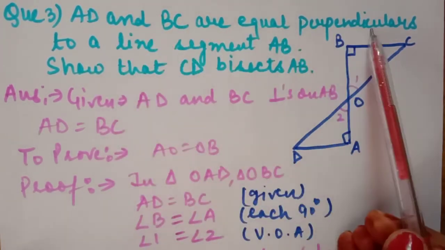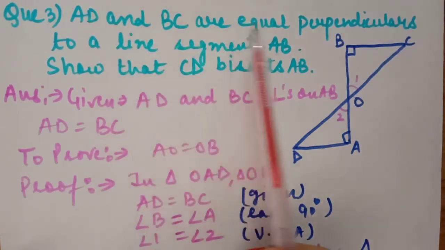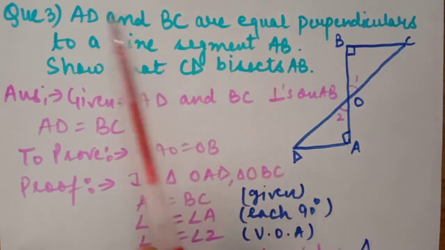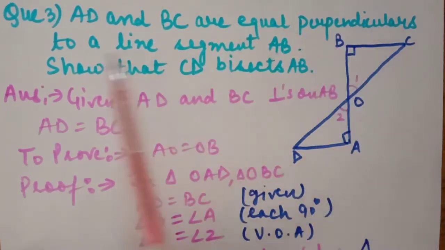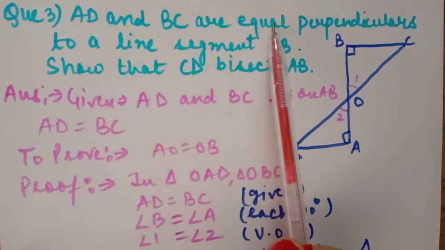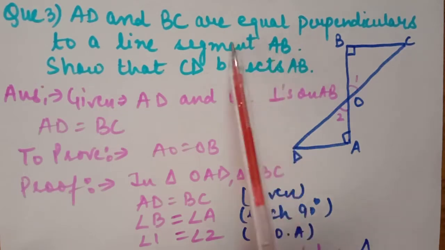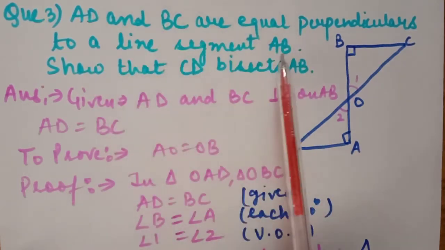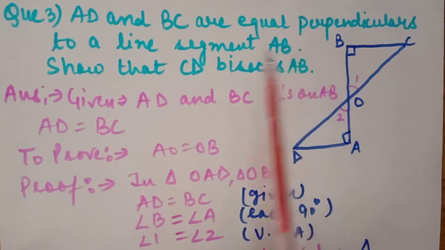So in this line they gave two things to us. First, AD and BC are equal to each other, and AD and BC are also perpendicular to the line segment AB. It means they both are equal to each other and they both are perpendicular on AB. Perpendicular means they both make a 90-degree angle with AB. All this information is given.